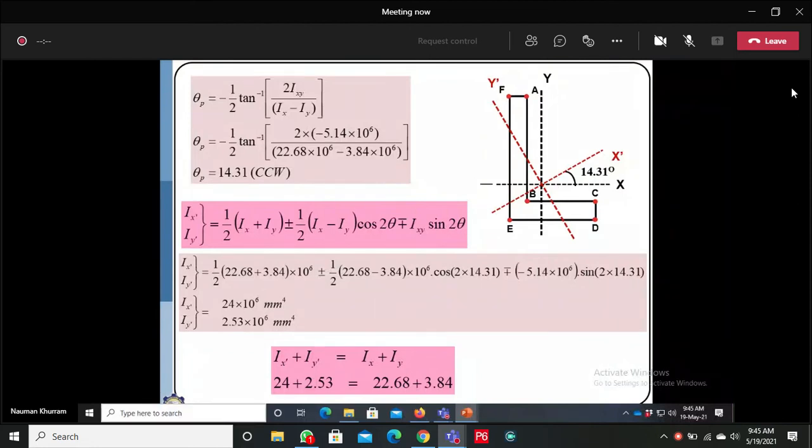It doesn't mean that Iy will always be minimum. Maybe Iy may be maximum and Ix will be the minimum. So one value will be maximum and the second value will be minimum about the principal axis, but the summation will be constant about any other arbitrary axis.